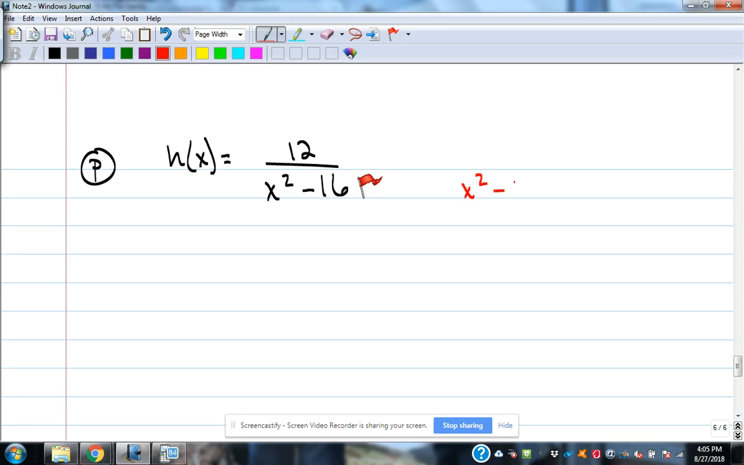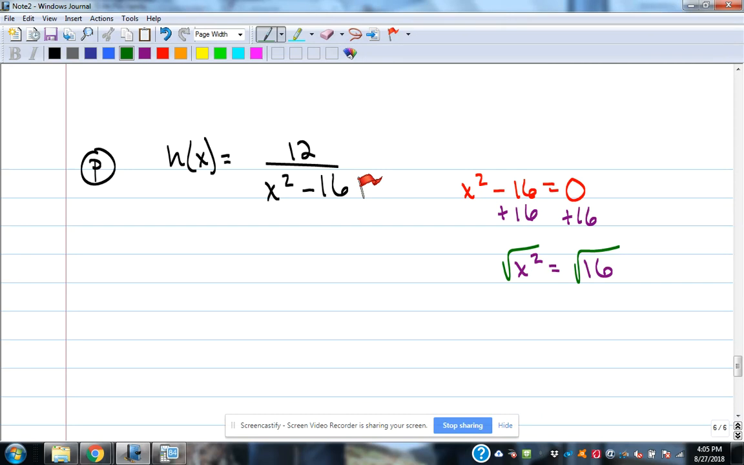Set the denominator equal to 0. And we've got to solve that. Several different ways to solve this one. I think the easiest way is just to add 16. And what's the opposite of squaring? Take the square root. The only thing we have to be careful of is what numbers can I square and get positive 16?